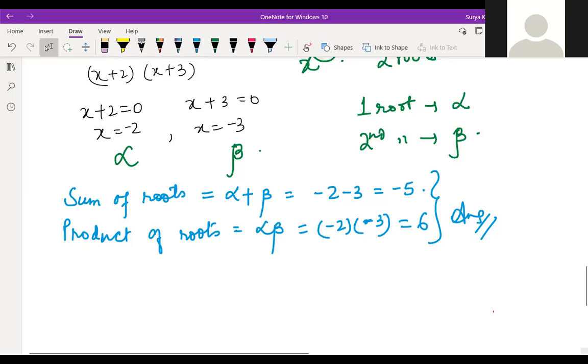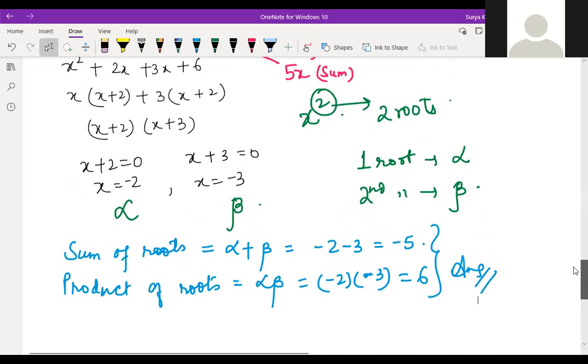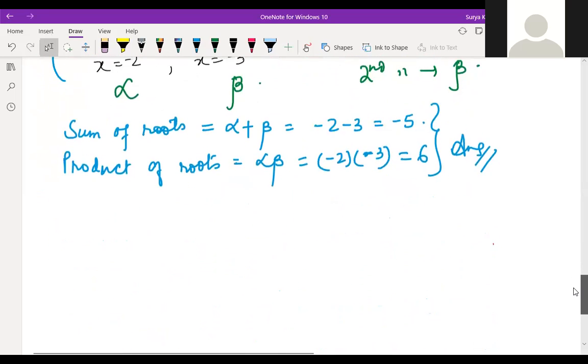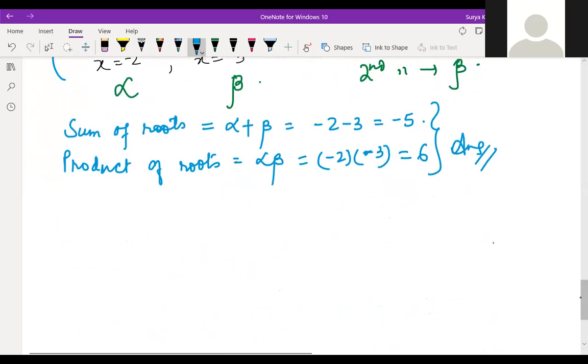Suppose in the exam they ask, there is no need to find all these things, solving all of this is not required. If they directly ask to find the sum of the roots and product of the roots, once again I'm doing it here. Suppose our question is x square plus 5x plus 6. So here I'm finding the sum of the roots. First we'll compare this equation with ax square plus bx plus c.